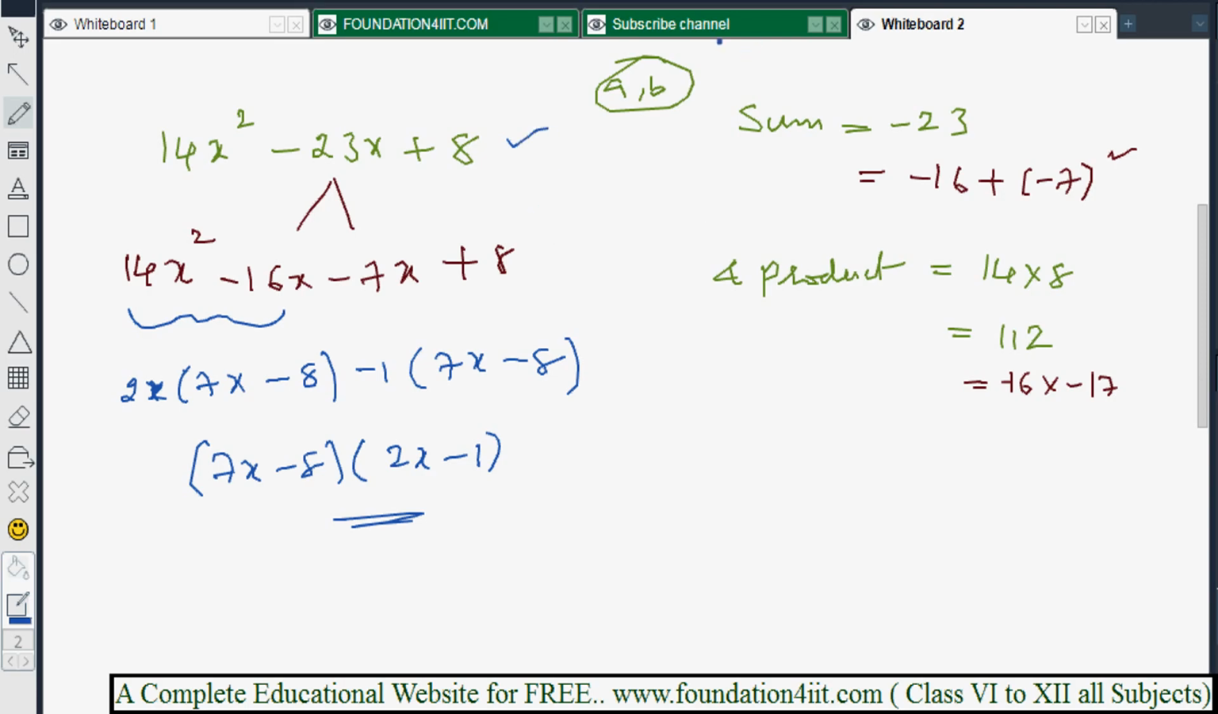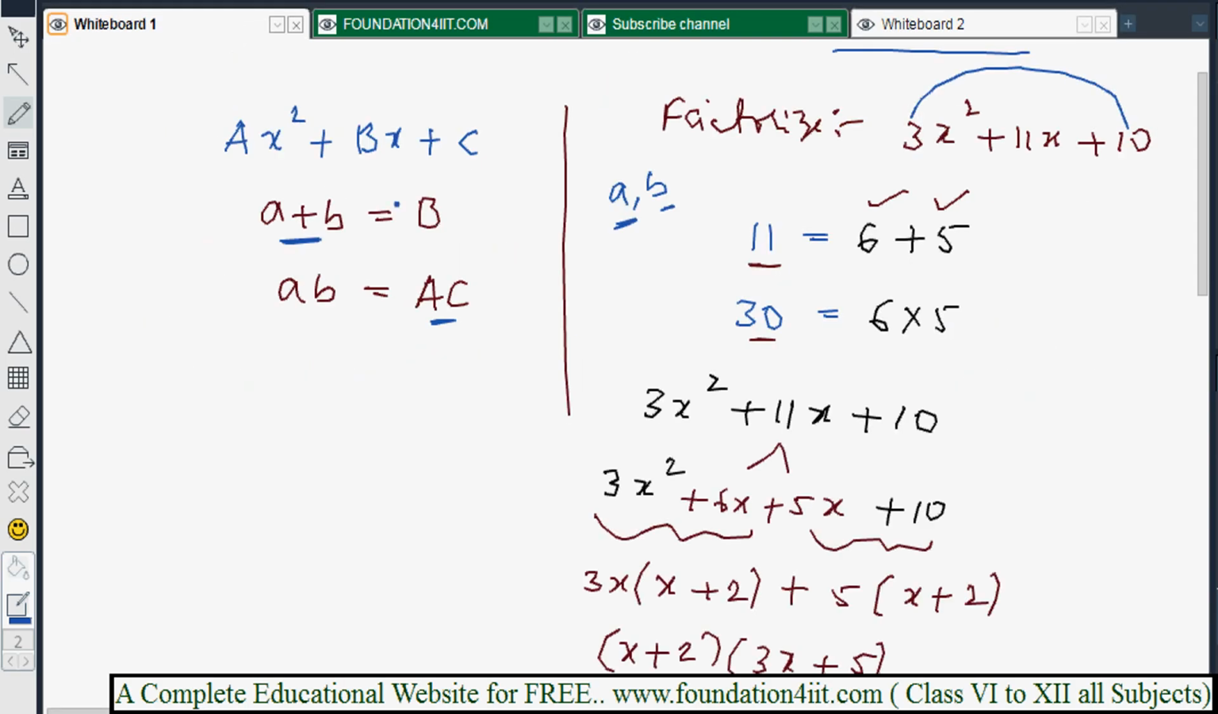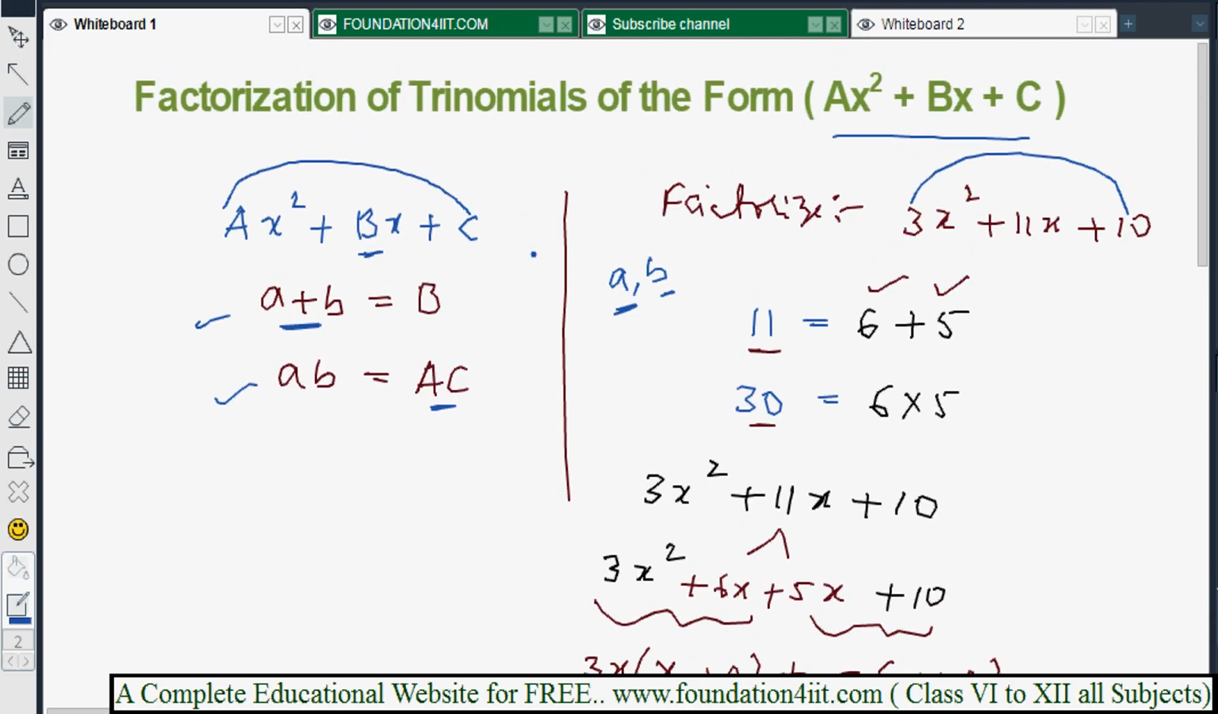So this way we need to find this logic. A plus b, the sum, should be the x coefficient, and the product should be a and c, the x square coefficient and the constant. If you multiply, then you can find it easily. So this is the way we can do factorization of trinomials of the form ax square plus bx plus c.